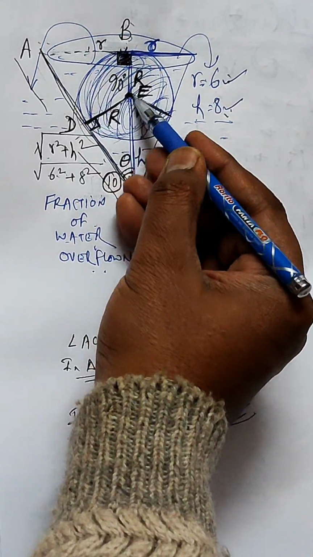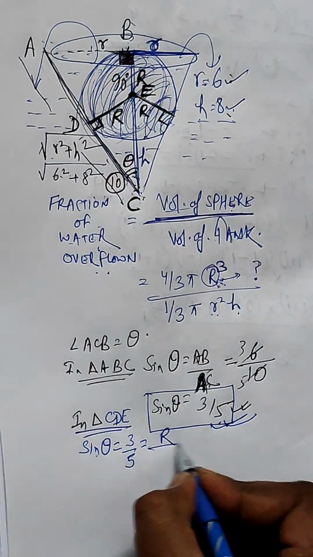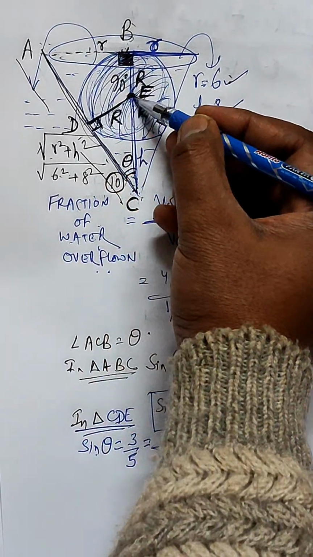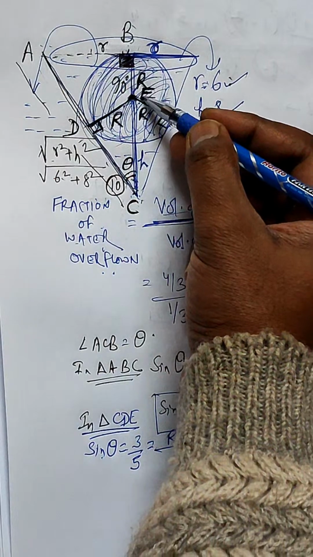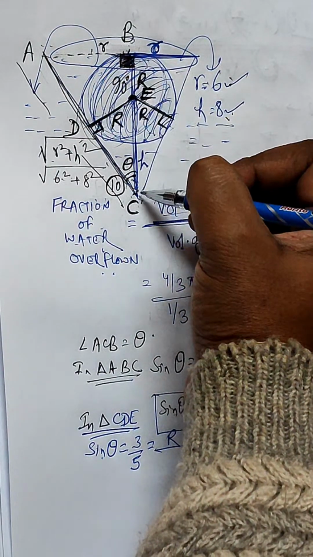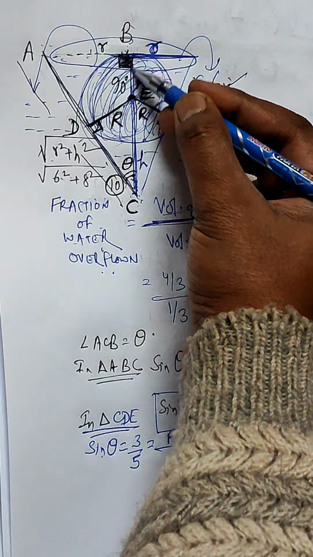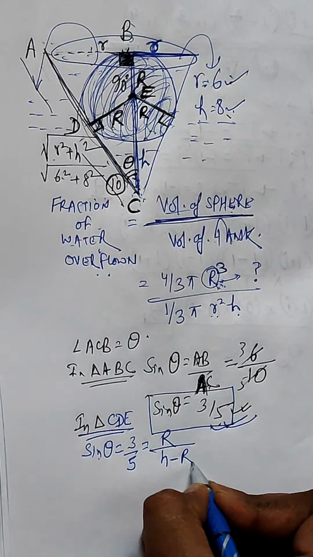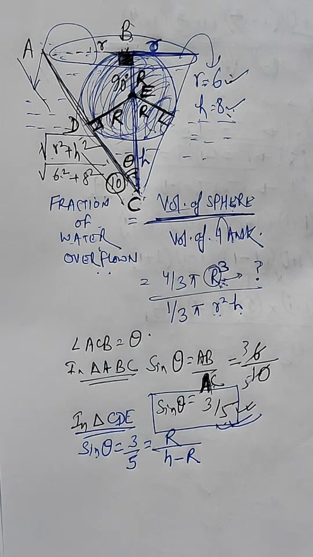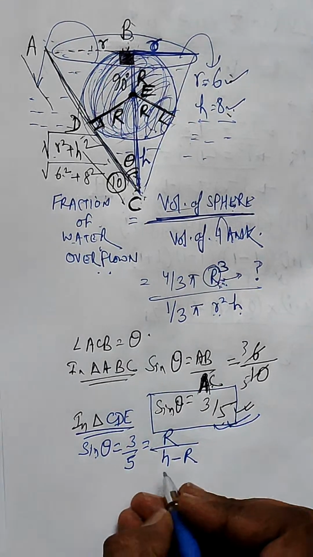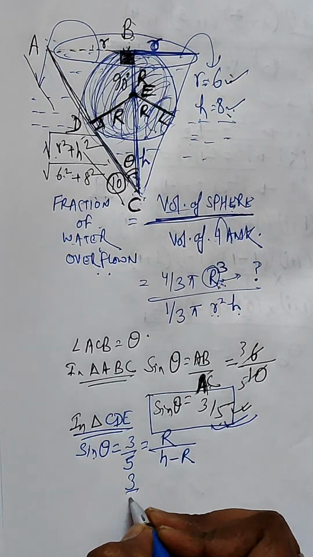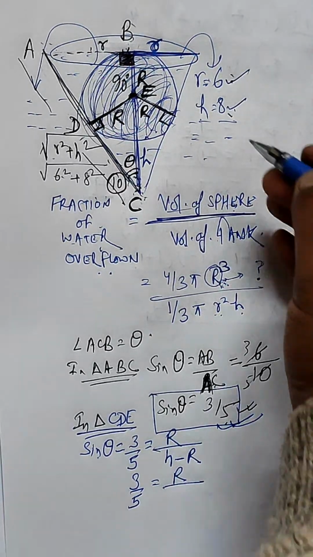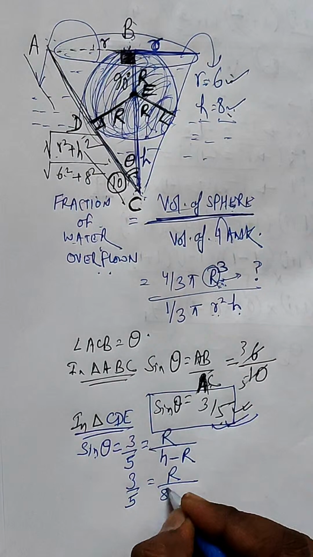So this will be equal to 3 by 5, and here what will be the value of the perpendicular? This is capital R, right? Capital R by what is the hypotenuse over here? The hypotenuse is this one. We do not know this value of EC. So EC can be calculated as the height of this cone minus capital R, right? In this way, we get 3 by 5 equal to R by capital H minus R. What is the value of H? It's 8, so 8 minus R.